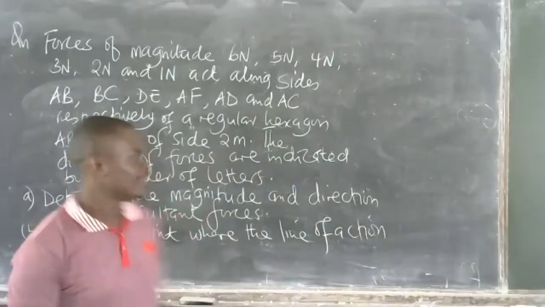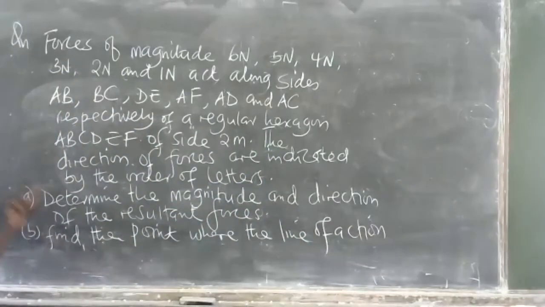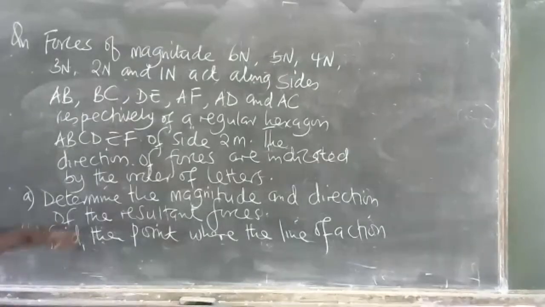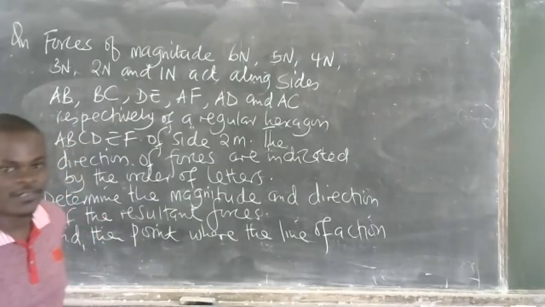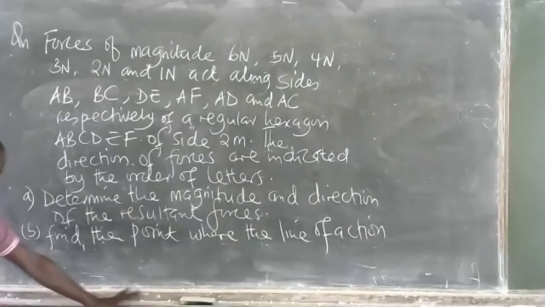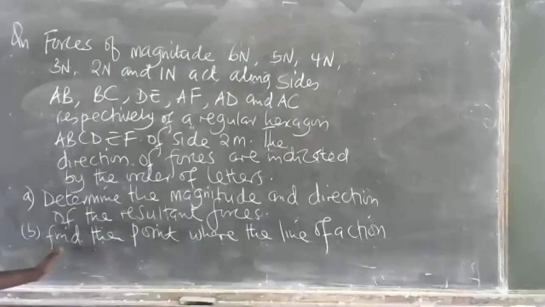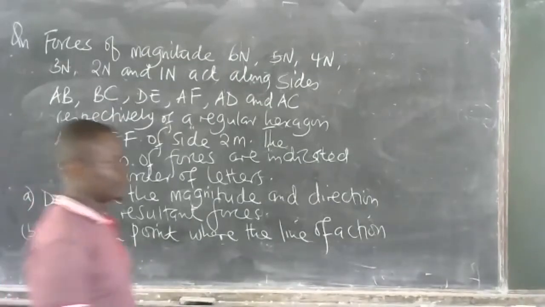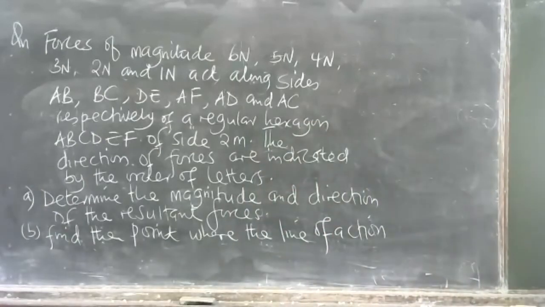I'm now found. So this is a beautiful question. I can give it to Mr. Namdala to do it for us. He's still around. They want you to find the magnitude and direction of the resultant force, and this is what we were supposed to do last time. So they want you to find a point where the line of action of the resultant cuts AB.